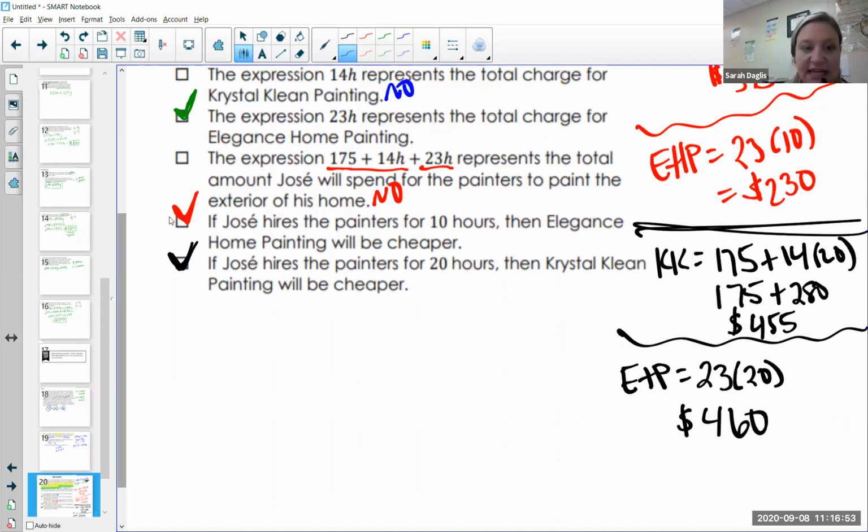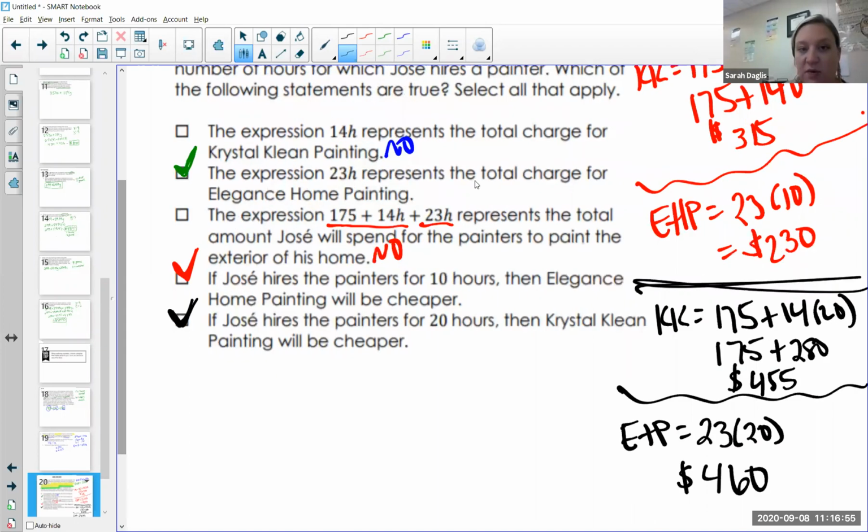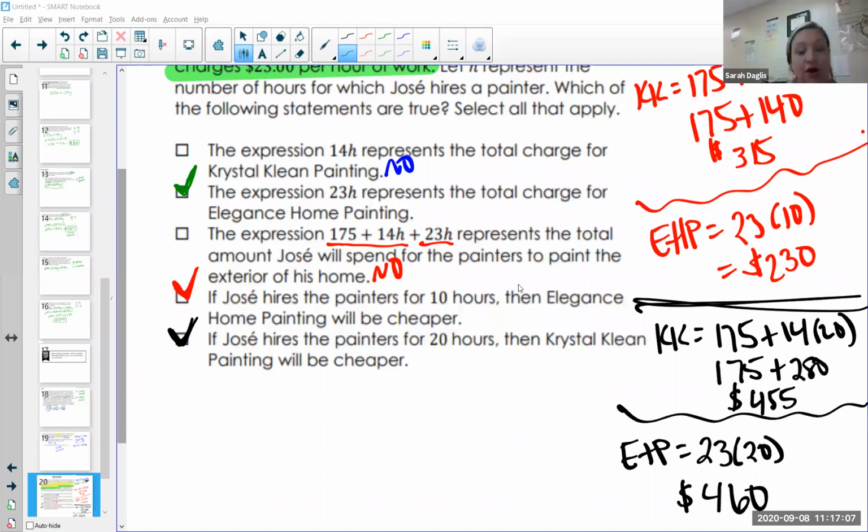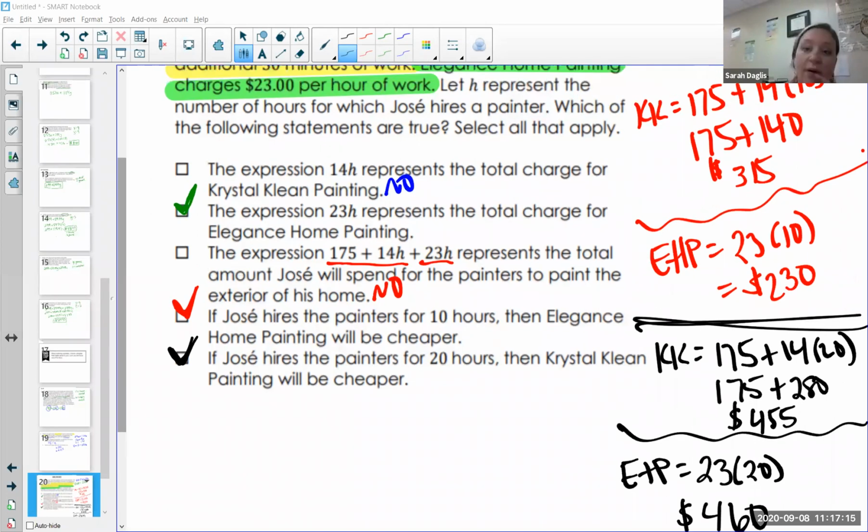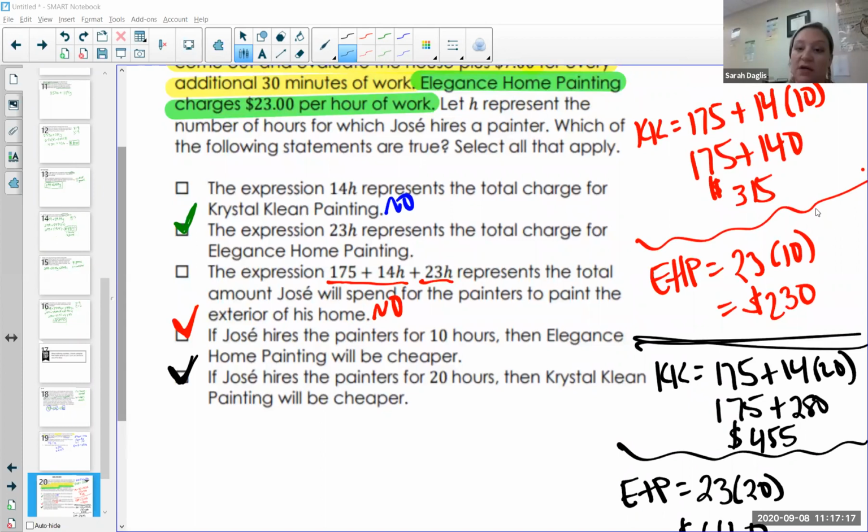So our second expression, the expression 23H represents, that is correct for Elegance. And then the charging for the 10 hours versus 20 hours, who they claim to be cheaper is true. So here it really depends on how long you're going to hire your painters for, because Crystal Clean is cheaper per hour, but they charge to come out to your house. Elegance doesn't charge to come to your house, but they are more expensive per hour. So it really just depends on how many hours you're going to hire them for.